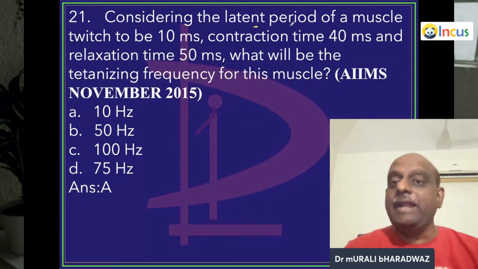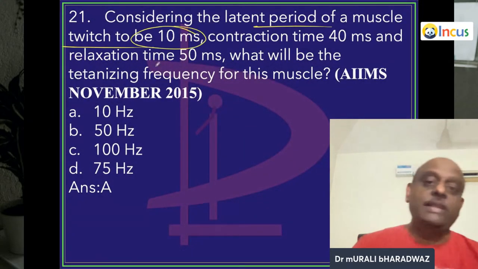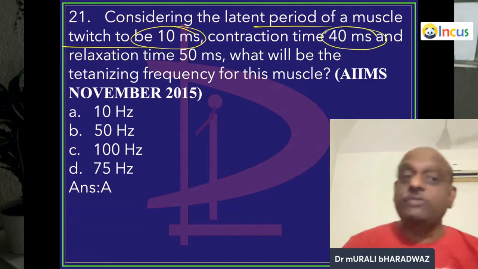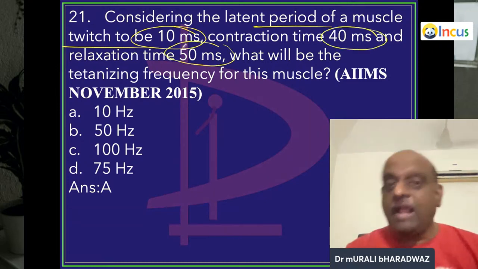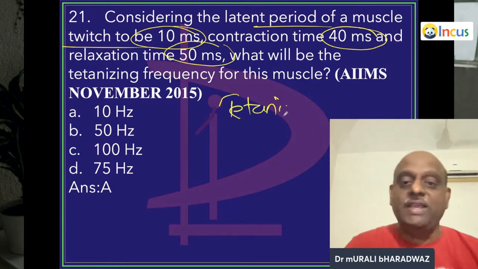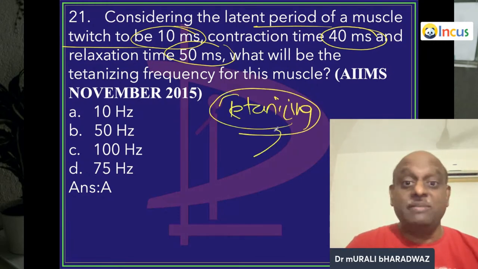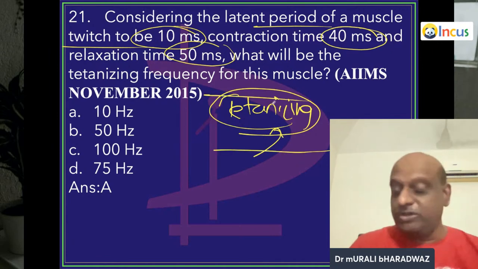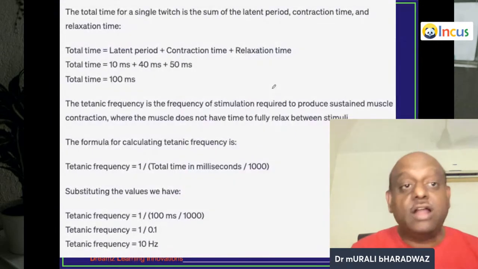Now, the latent period of a muscle twitch is 10 milliseconds. Contraction time is 40 milliseconds. Relaxation time is 50 milliseconds. What is the tetanizing frequency? If you know the formula, you will answer. If you don't know, you will not answer.